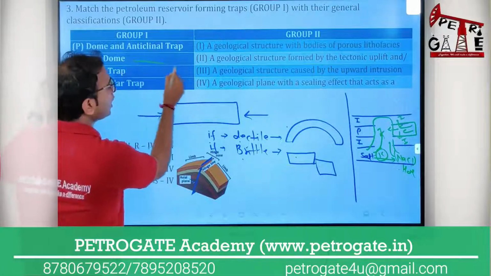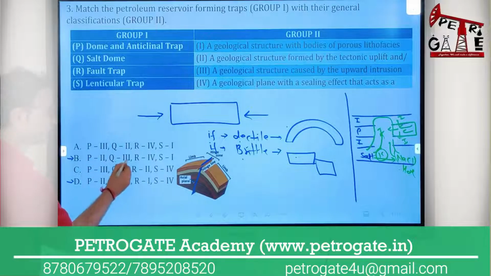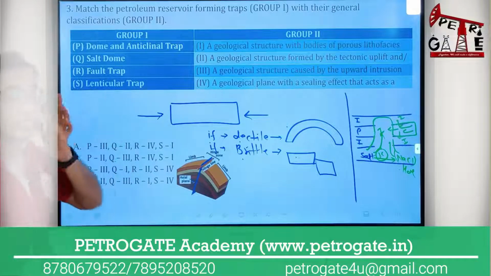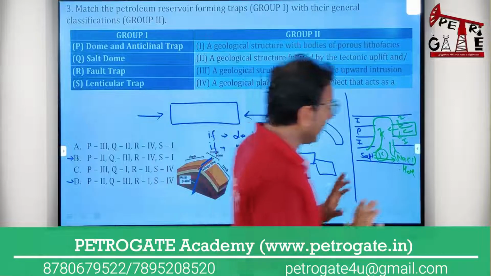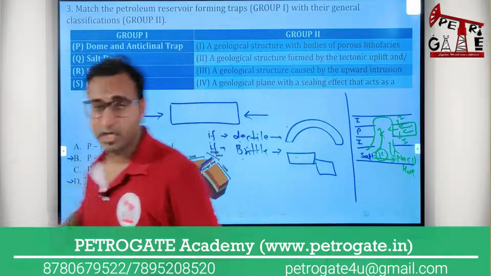Means Q goes to third. Either this was the right one. So Q goes to third. Now a student is confused, thinking I am not getting the right option until now. So now I have to approach another option.